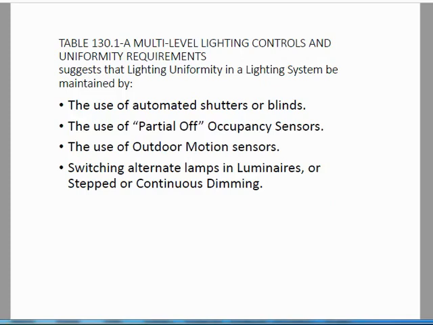Now, we also on the same table have a column that has uniformity requirements, which disallows in a lot of cases shutting off a portion of lighting in an area and leaving the other luminaires on. In other words, checkerboarding is not always allowed anymore. For new construction, typically not. So which of these 4 answers would be the suggested method of keeping uniformity in a lighting system? It's switching alternate lamps in luminaires or continuous dimming of the luminaires.